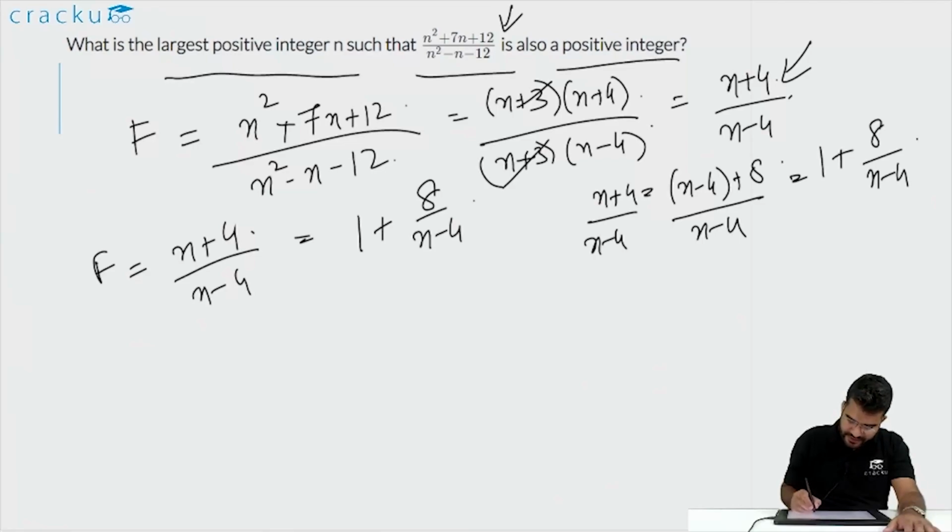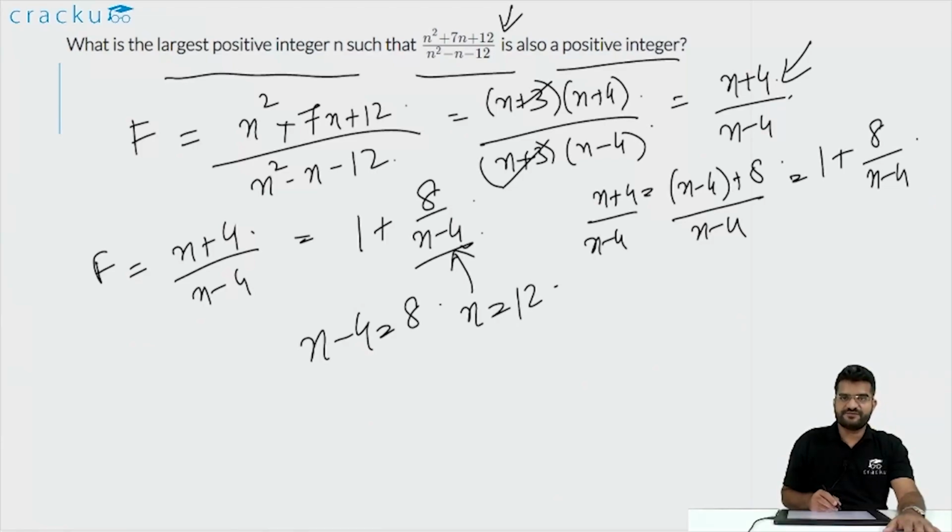Now we are required to find out the largest positive integer n such that 8/(n − 4) is also a positive integer. Now we can easily see that this will happen only when n − 4 is equal to 8, or n is equal to 12. Because if n is greater than 12, n − 4 will be greater than 8 and this will not be a positive integer. Therefore, f, which is equal to 1 + 8/(n − 4), will also not be a positive integer.